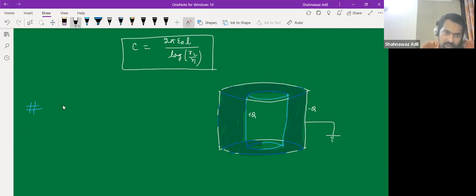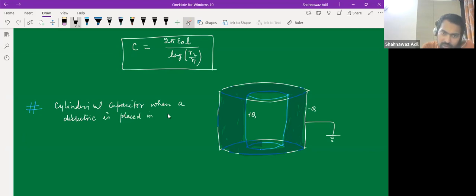So the cylindrical capacitor when a dielectric is placed in between. So what would be the capacitance? Can you tell me? This is K.